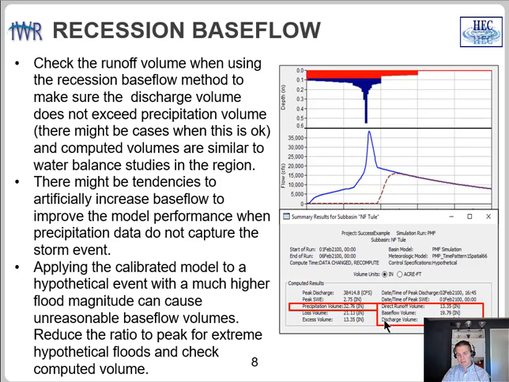In most cases, it's not appropriate to have a total discharge volume that exceeds the precipitation volume. And that's what you can see in this example here. The discharge volume is 33.14 inches, but the precipitation volume is just 32.76. So when you're modeling those hypothetical events that are much more extreme than the events that were used to calibrate the model, you want to make sure that those recession parameters, the coefficient, and then that ratio to peak or threshold discharge values, are set appropriately so that you're not generating too much runoff during the simulation.